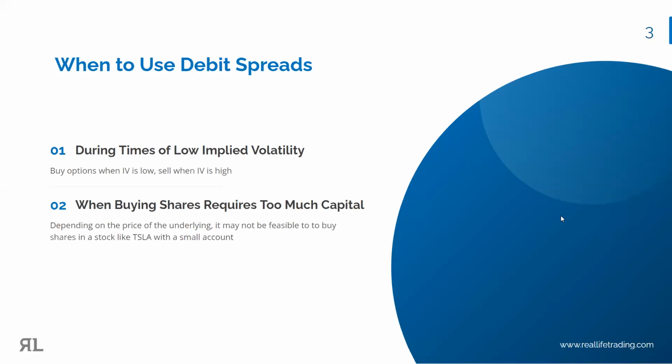When to use debit spreads. Okay. So in general, when you are talking about being a buyer or a seller of spreads, you want to buy options when the implied volatility is low, and you want to sell when implied volatility is high. So let me just ask the group, throw your answers in the chat. Give me an example of when, on any ticker, implied volatility is typically high. Any guess?